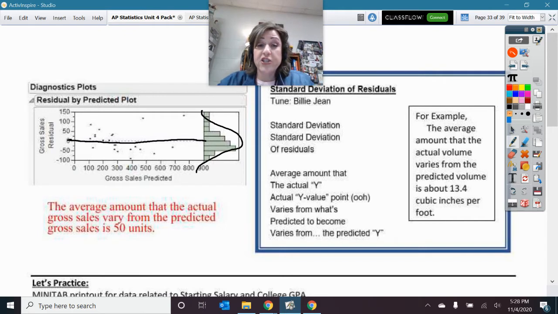So the average, okay, so here's our song. Standard deviation of the residuals. So here's the meat of this song, the definition.